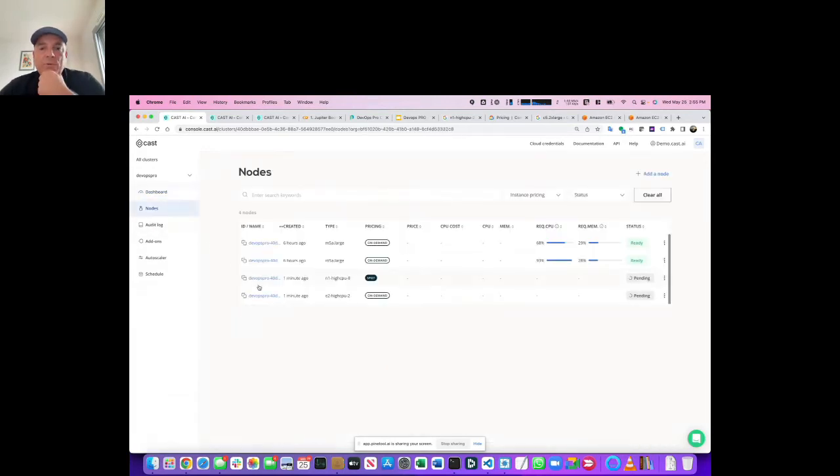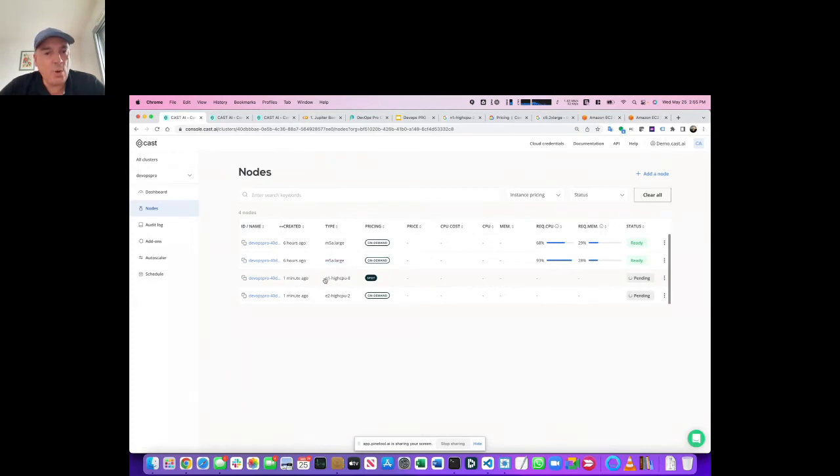What is super cool here is the new nodes created are on Google. So the N1 high CPU 8, it's a Spot instance, it's on Google, and the E2 high CPU 2 is a popular machine, also on Google. One is on demand, the other one is a Spot instance. Why a Spot? Because my application is Spot friendly, and I actually told the cluster that I can use Spot instances when it's necessary or when it's possible.